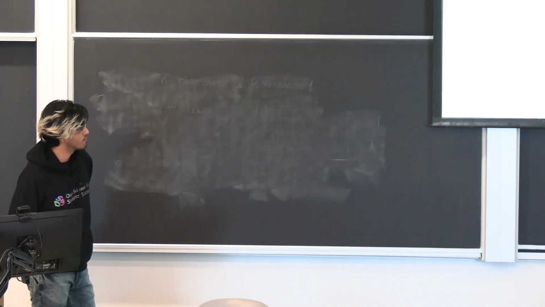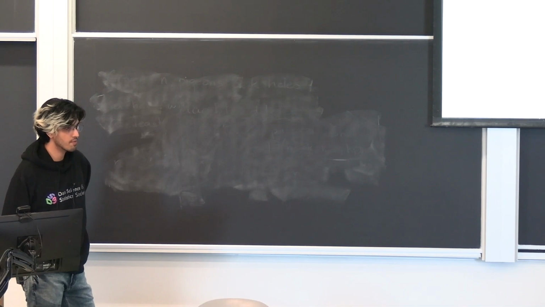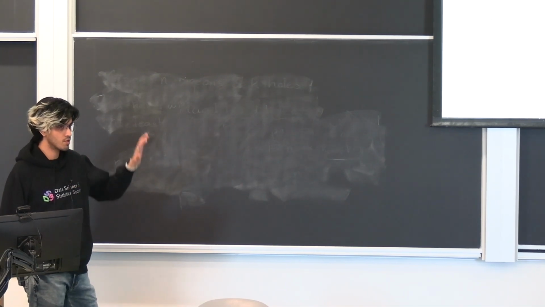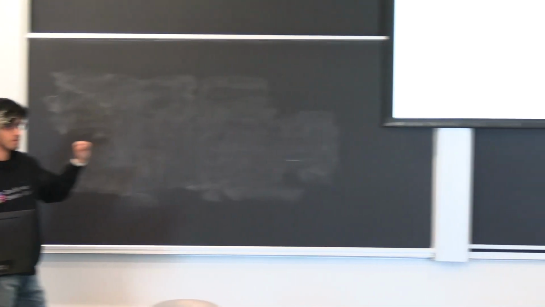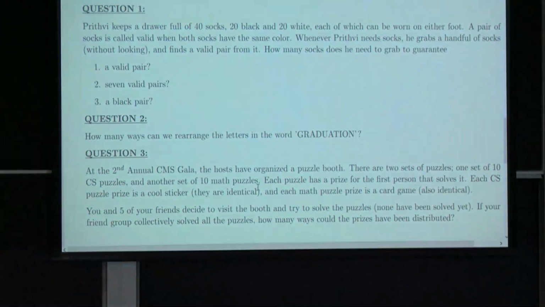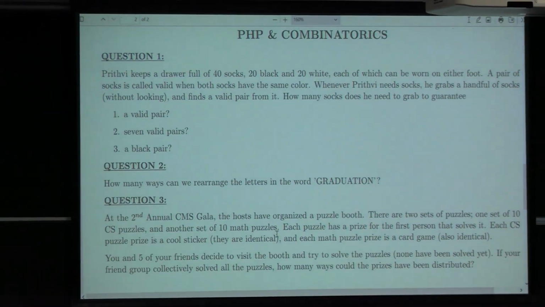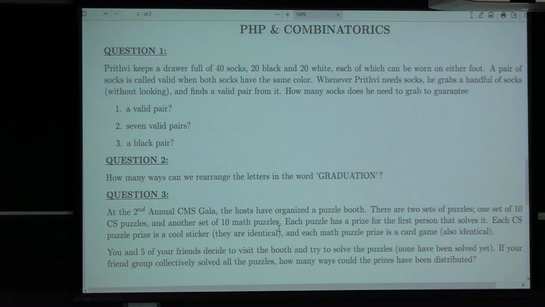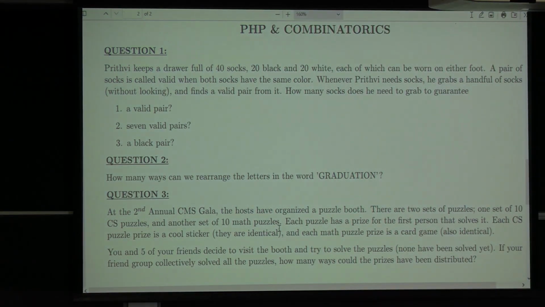So there's a total of 20 different puzzles. They're grouped into two parts: 10 puzzles for CS and 10 puzzles for math. They're all different. And 6 people, right? Yep, you and 5 of your friends means there's 6 people. Now you get the same item for solving any CS puzzle, right? So there's 10 stickers that need to be distributed to the 10 people that solved it first, and similarly there's 10 of the same card game.